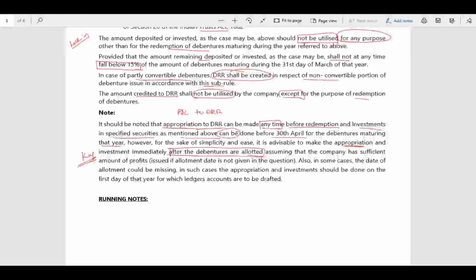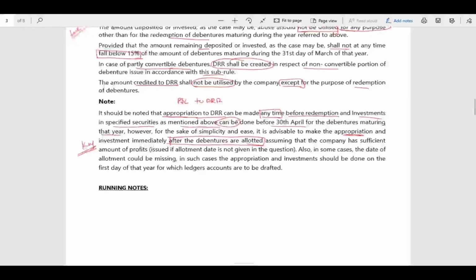DRR also, anytime you can appropriate from profit to DRR, anytime you can create. Investment also anytime you can make, but it is advisable at the time of allotment. The moment it is allotted, if you do it immediately, your responsibility is over, then the headache is over. The compliance has been made. So if you would have created 10% DRR as well as 15% investment, really it would have been good.